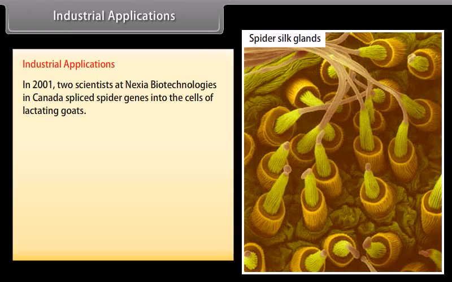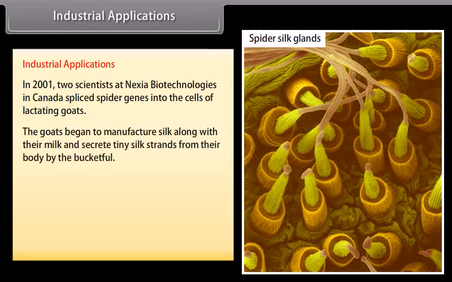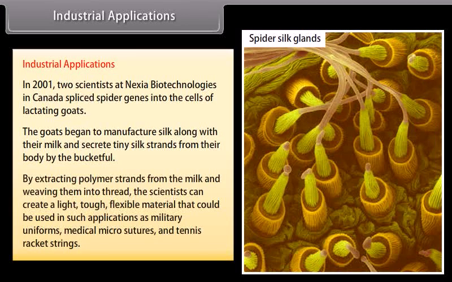Industrial applications. In 2001, two scientists at NCERT Biotechnology in Canada spliced spider genes into the cells of lactating goats. The goats began to manufacture silk along with their milk and secrete tiny silk strands from their body by the bucketful. By extracting polymer strands from the milk and weaving them into thread, the scientists can create a light, tough, flexible material that could be used in such applications as military uniforms, medical microsutures, and tennis racket strings.